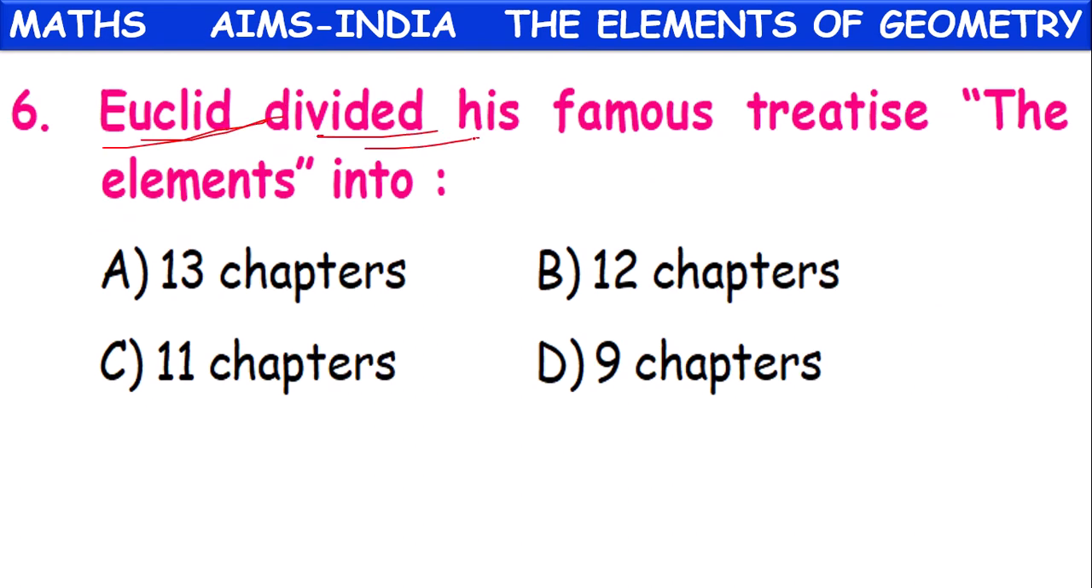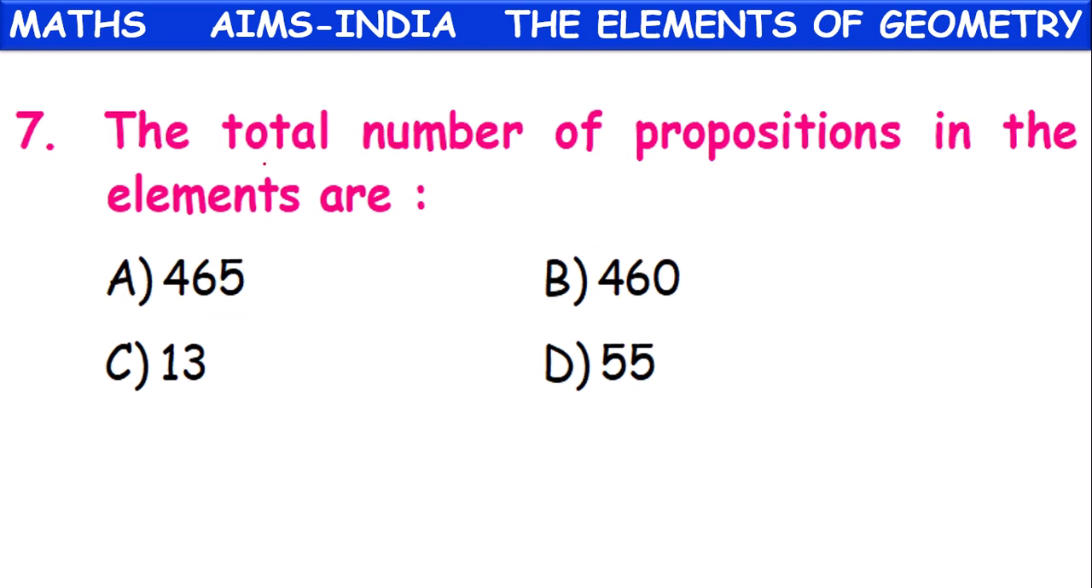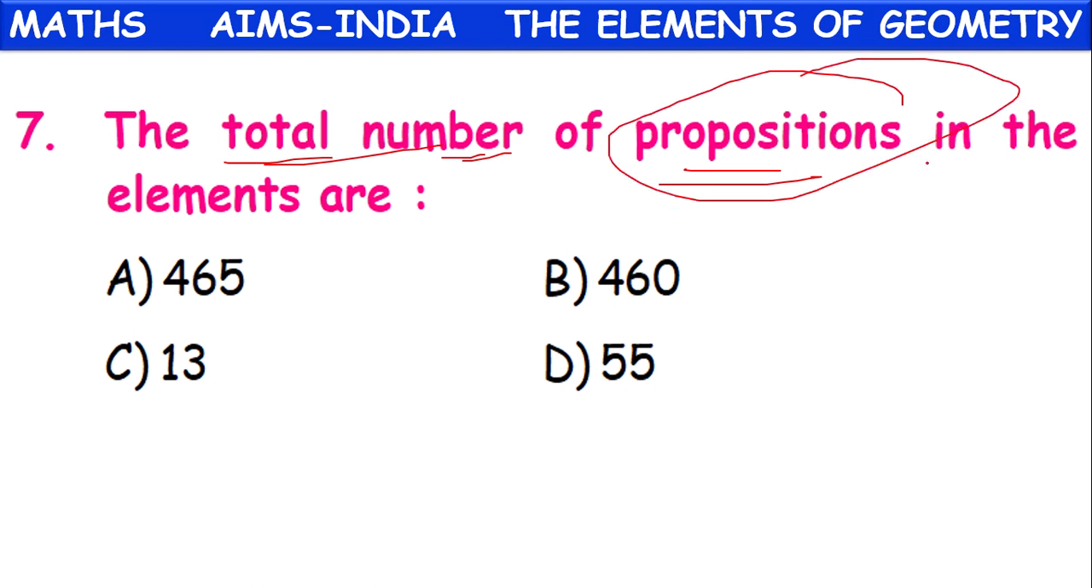So Euclid divided his famous treatise, The Elements, into 13 chapters. The total number of propositions or theorems in the Elements are altogether 465 propositions he proposed. 465.